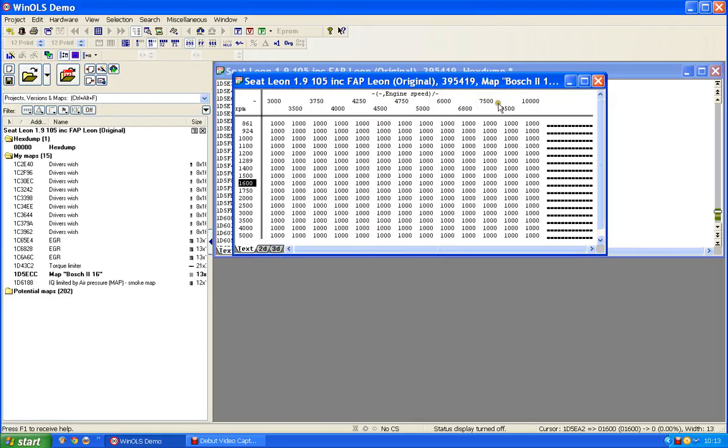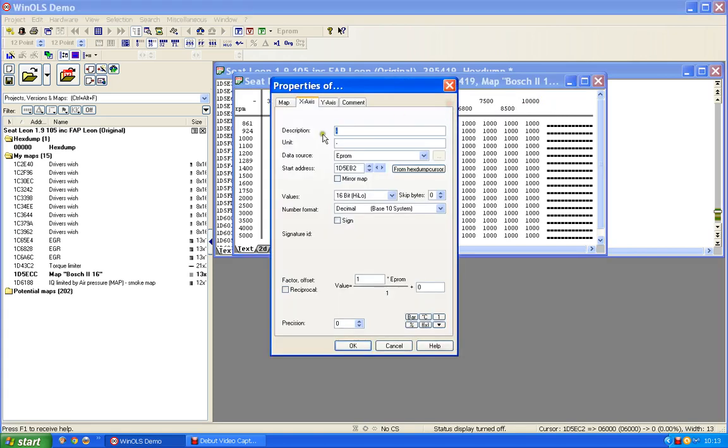What we've got here then is almost certainly MAF, isn't it? Mass airflow, because that's probably 850 and that's probably 1000. So that is mass airflow, I should think. It will almost certainly be milligrams per stroke. I'll just put "of air" as a reminder.